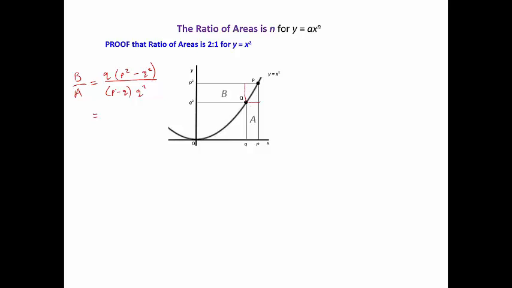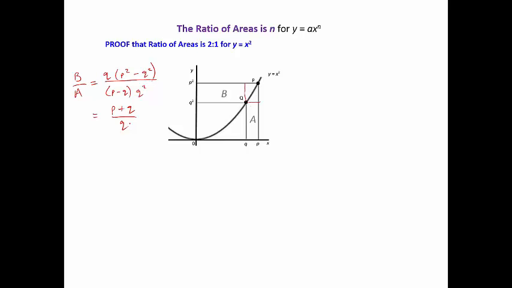Now we can cancel a Q here, and we can factorize the P squared minus Q squared like we did before, and we get P minus Q times P plus Q, and the P minus Q will cancel. So what do we get? We're going to have P plus Q over Q. So that's the ratio.